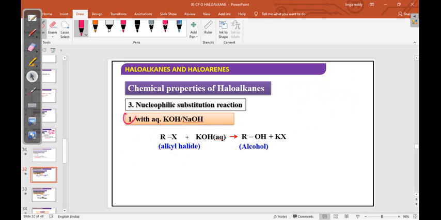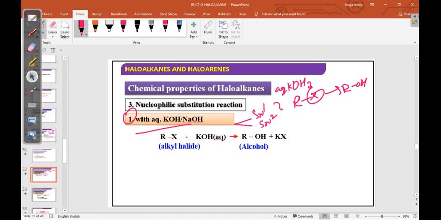The first one, aqueous KOH. The functioning of aqueous KOH is that RX is converted into ROH. This X is replaced by this OH. Here two types of reactions are there, SN1 and SN2 mechanisms. Later we will discuss this mechanism because this is a lengthy topic. For now, just remember that in the presence of aqueous KOH, X is replaced by OH.